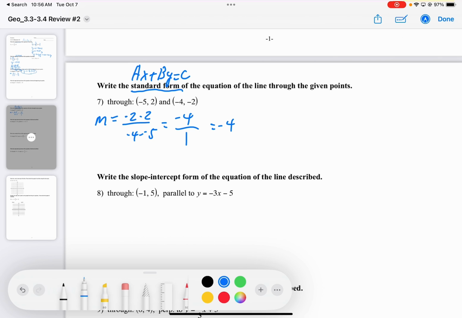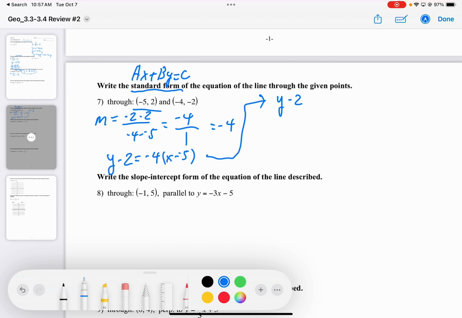All right. Then what I would do is get it into point slope form because I have my slope. Which point do you want to use? Doesn't matter. First one or second one? The first one is less negative, so let's do that. So y minus y1 equals m, which we said was -4, times x minus x1. Okay, so let's simplify and see what we get.